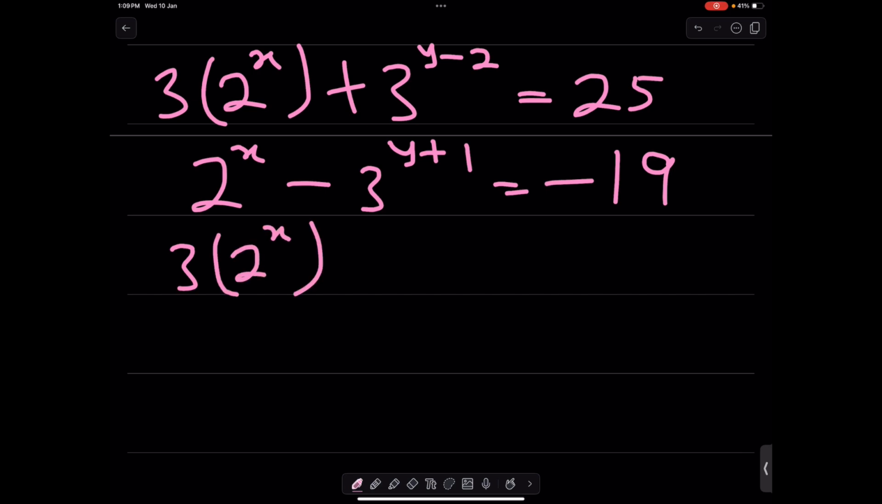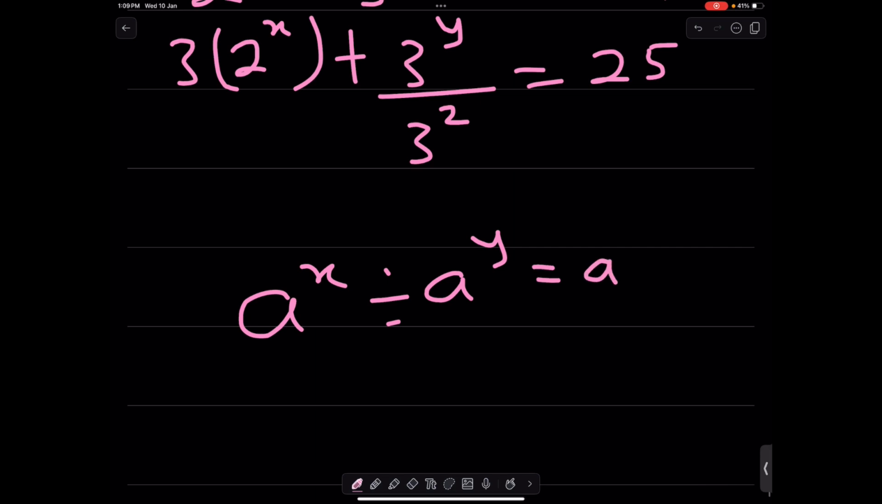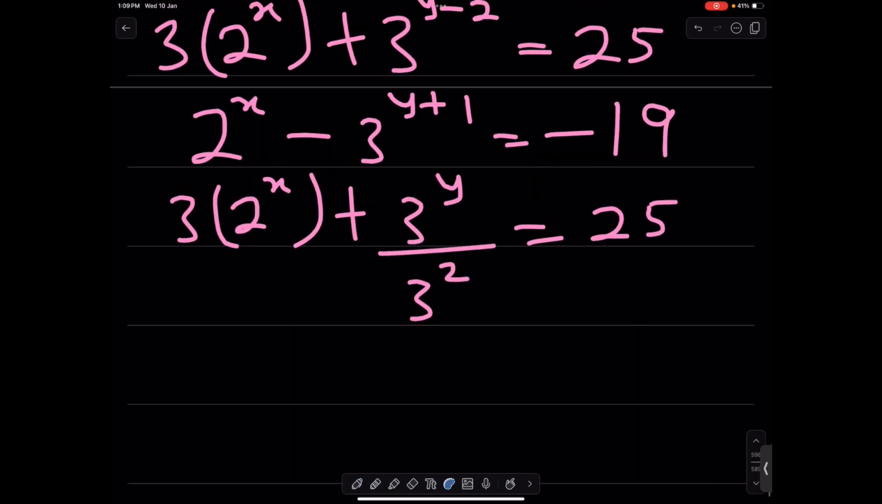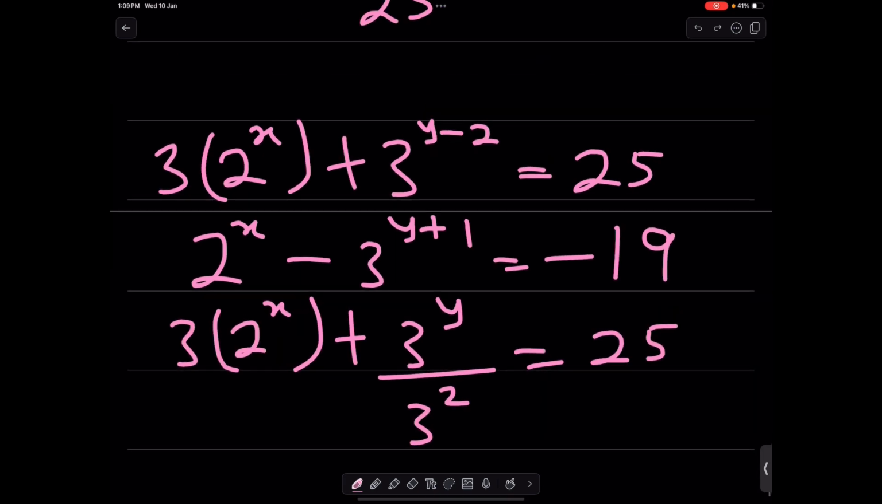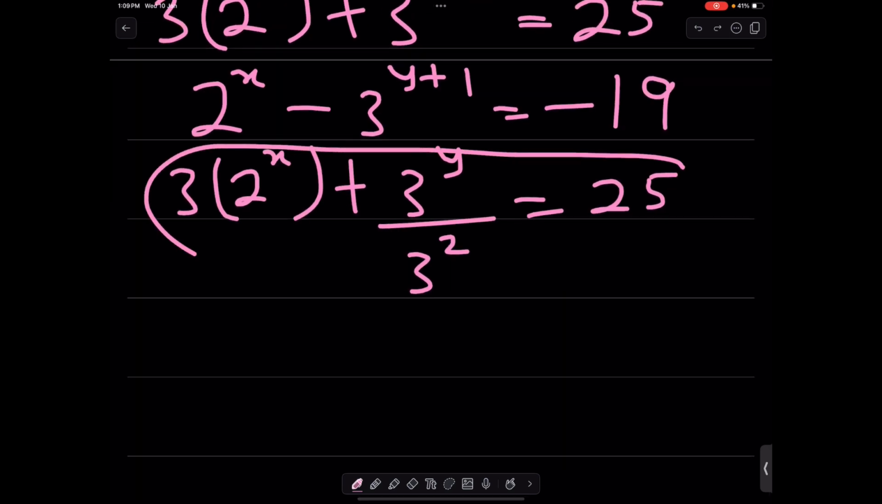Now the first equation, we can write as 3 times 2 raised to the power x plus 3 raised to the power y divided by 3 raised to the power 2 equals 25. We know that a raised to the power x divided by a raised to the power y is the same as a raised to the power x minus y. That's the law of indices that applies here, which makes the equation the same as this.